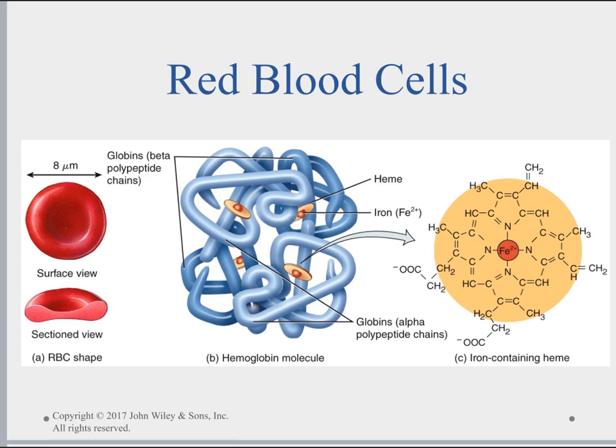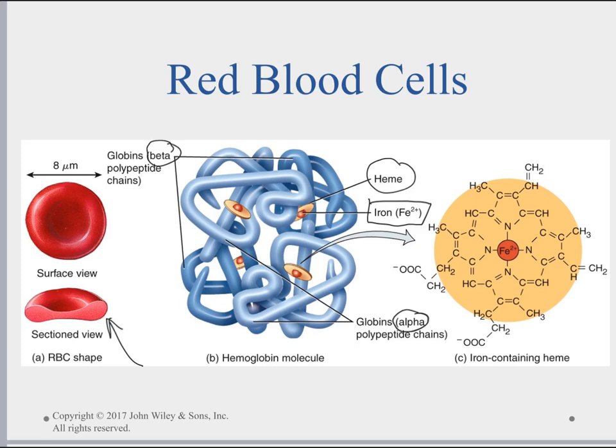So we know that our red blood cell shape is a biconcave disc. It's about 8 microns wide. We look at its protein molecule. So we have our hemoglobin. It's made up of 4 hemes, each has an iron, and the globin, which is 2 alpha chains, an alpha 1, an alpha 2, a beta 1, and a beta 2.